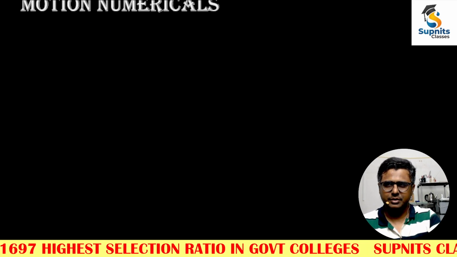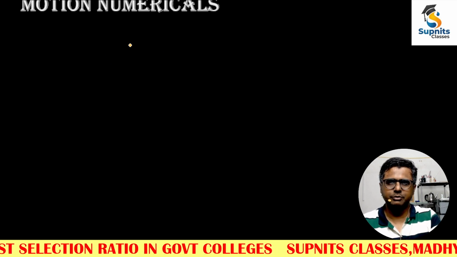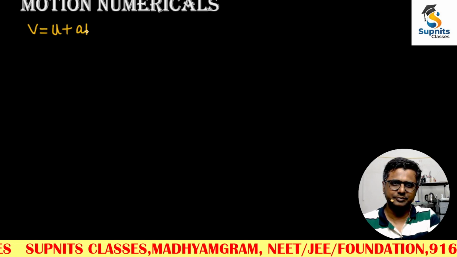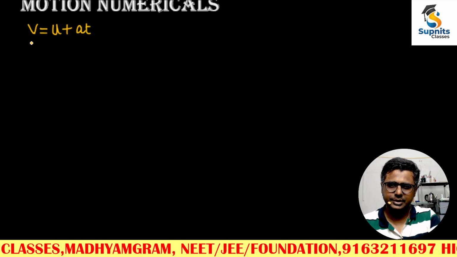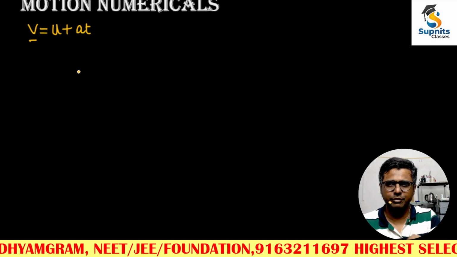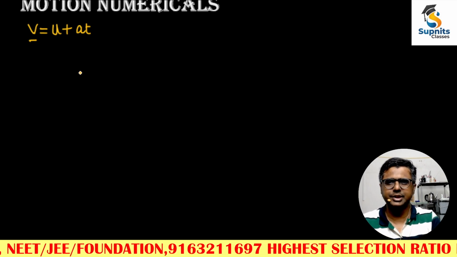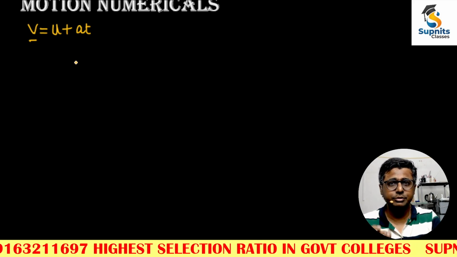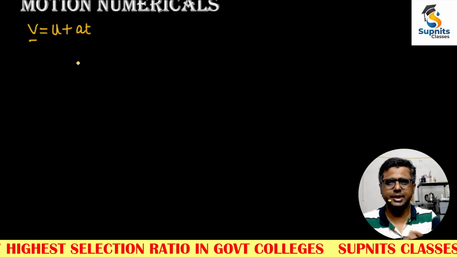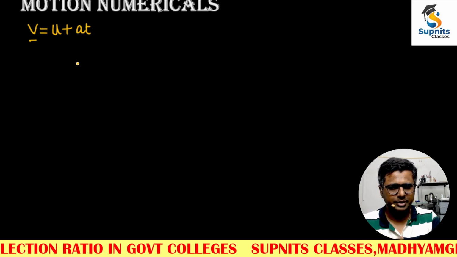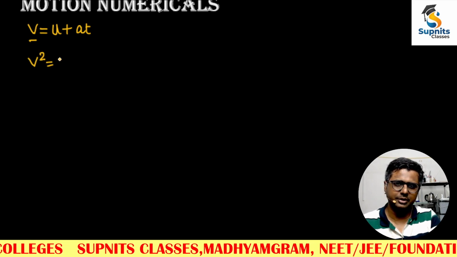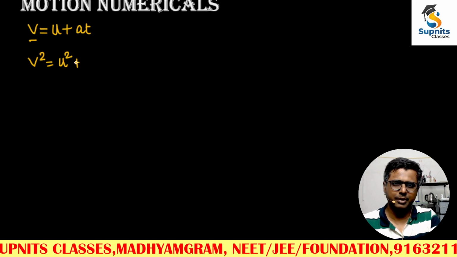So see, in motion we are going to use basically three equations. Number one equation is v is equal to u plus at. You need to know what this signifies. V signifies final velocity, u signifies initial velocity, and a signifies acceleration. Everybody knows this, right?